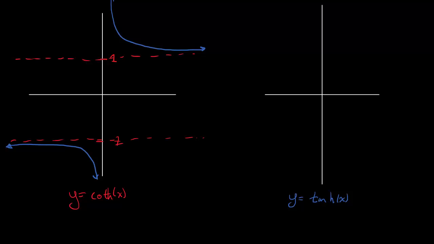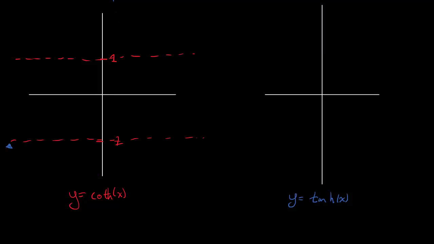So hyperbolic, I did the wrong way. I did them in the wrong color. Look at that, I did it backwards. So it looks something like this, and it looks like that. So hyperbolic tangent also has some asymptotes, and these asymptotes exist at positive and negative 1, just like we saw before. So positive 1, negative 1.